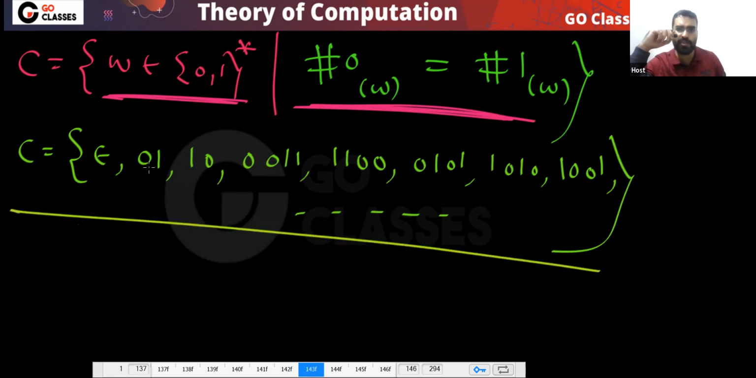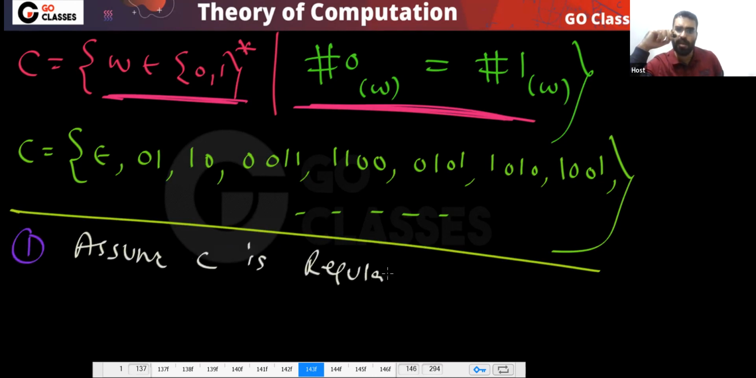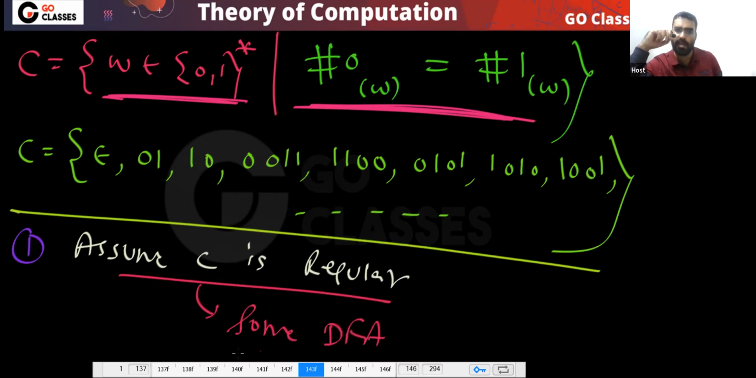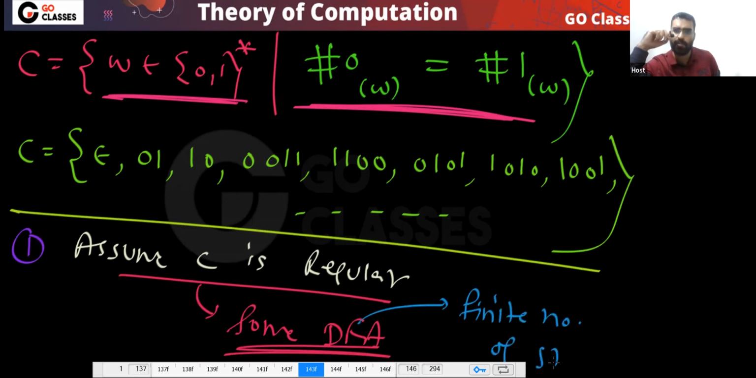What is the first step in this template? The first step is assume C is regular. If it is regular, then what does it mean? There is some DFA, and every DFA has a finite number of states. I am assuming this is regular, so there is a finite number of states. So there is some DFA.